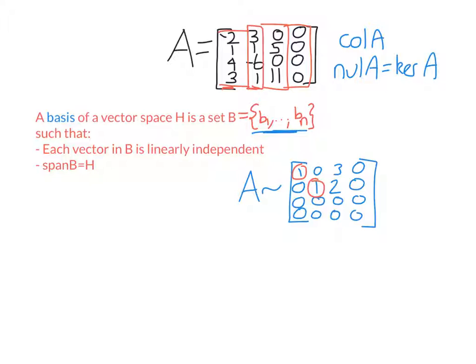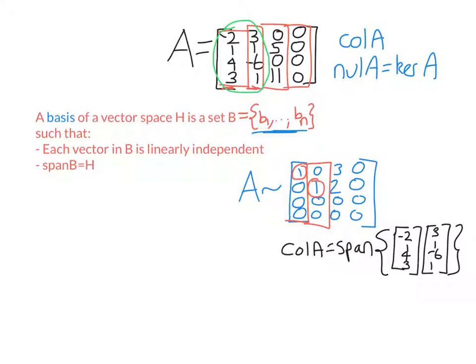So a basis of the column space of A is formed by the pivot columns. Now you have to be careful here. It's not this column and this column that forms a basis for the column space of A. It's the original two columns. So these two columns here form a basis of the column space of A. So the column space of A is the span of those two vectors there. So any linear combination of those two vectors is in the column space of A.